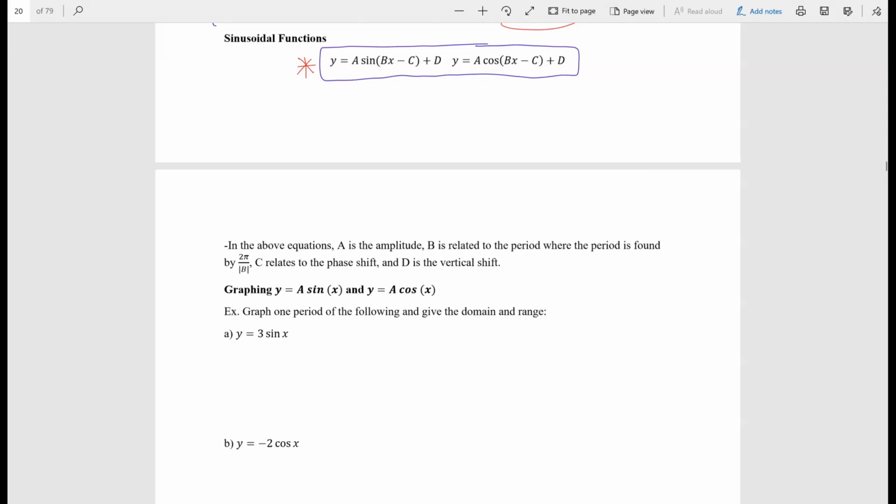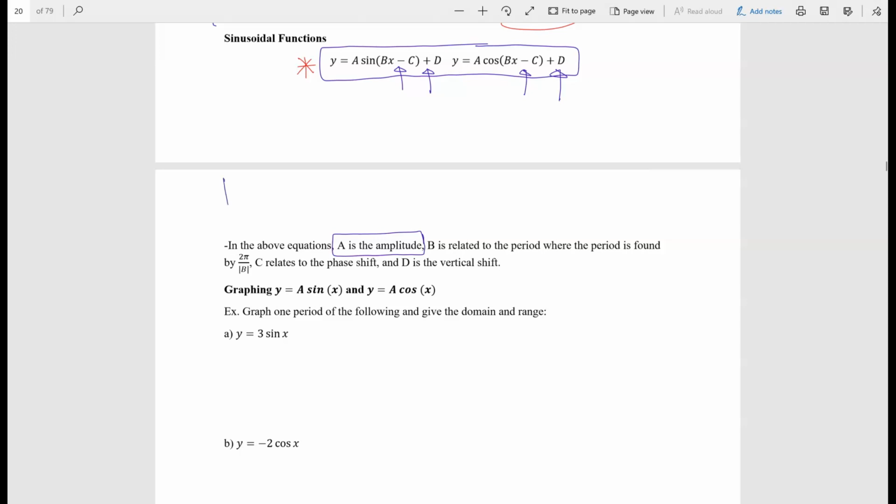So you have A, B, C, and D. If you look at these two equations, they're basically the same. Now, you have to be careful with these minuses and these pluses. They may change, and that will change the direction of the sine and the cosine curve. So here, this A is basically the amplitude of the wave.